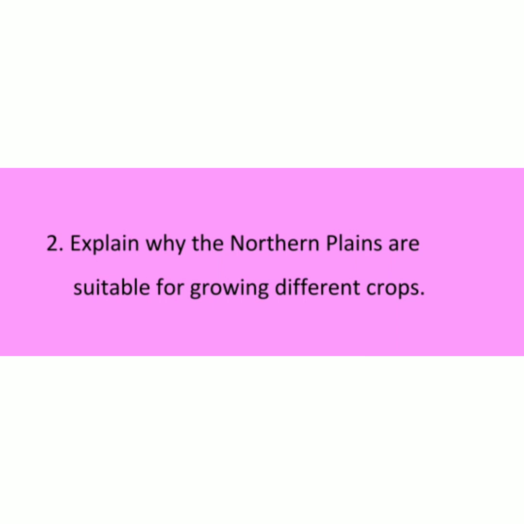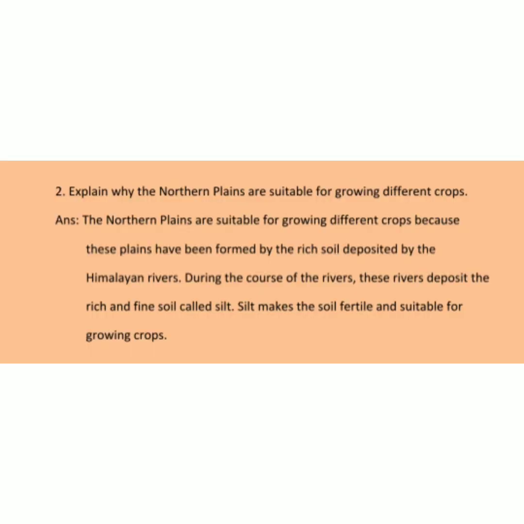Second, explain why the northern plains are suitable for growing different crops. Answer. The northern plains are suitable for growing different crops because these plains have been formed by the rich soil deposited by the Himalayan rivers. During the course of the rivers, these rivers deposit the rich and fine soil called silt. Silt makes the soil fertile and suitable for growing crops.